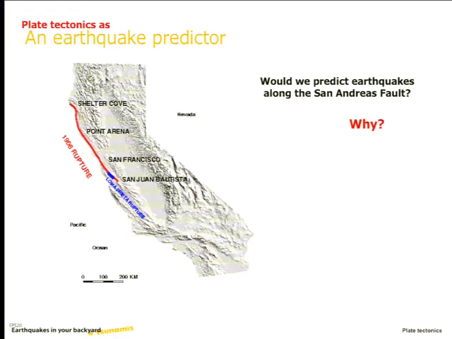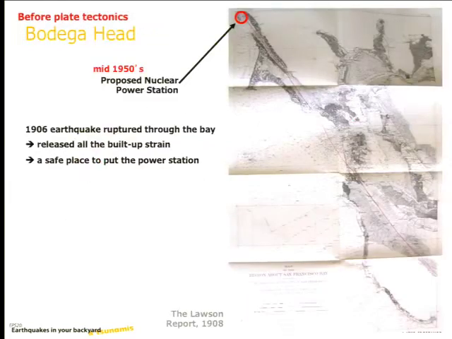along the San Andreas Fault. And the reason for that is that we understand what the plate tectonic model is. But remember, we only had the plate tectonic model at the beginning of the 1970s. Okay? So I want to go back to the 1950s and the story of Bodega Head.